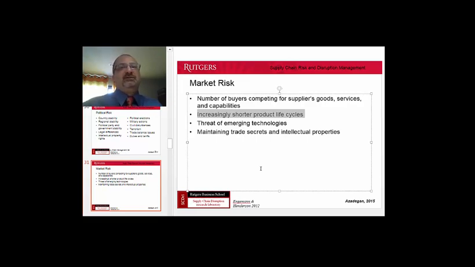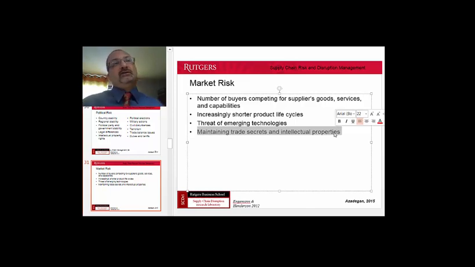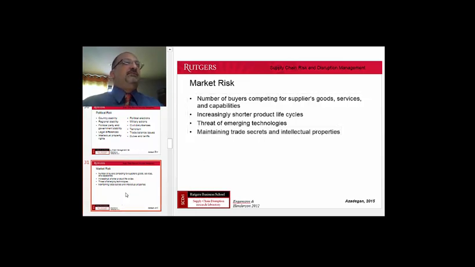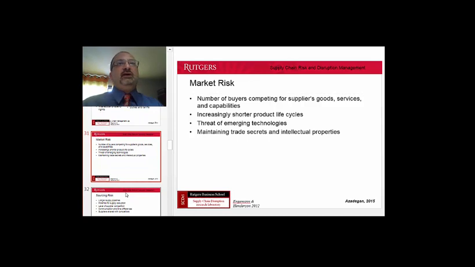So it's a lot easier for suppliers to pull out of an investment or a contract with a manufacturer. Emerging technologies, as technologies change, that creates market risks, and risks of maintaining trade secrets and intellectual properties, be it with suppliers or with other competitors. In the end, it is possible for others to get a hold of what we have in terms of trade secrets and intellectual properties in the market.